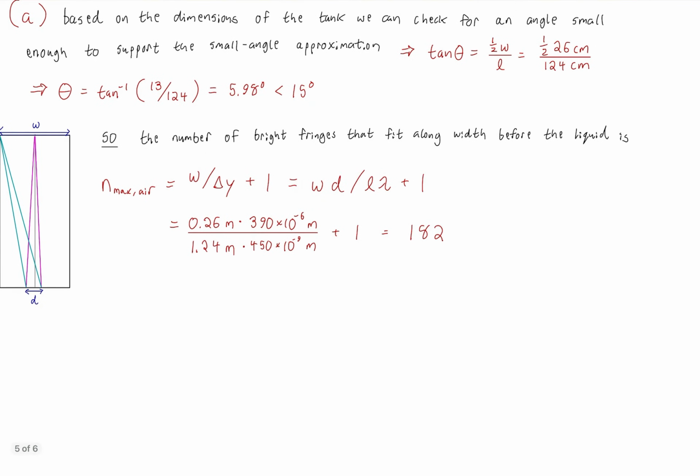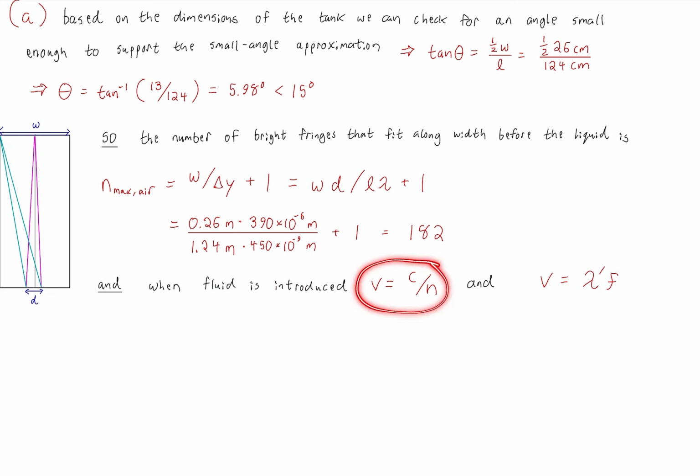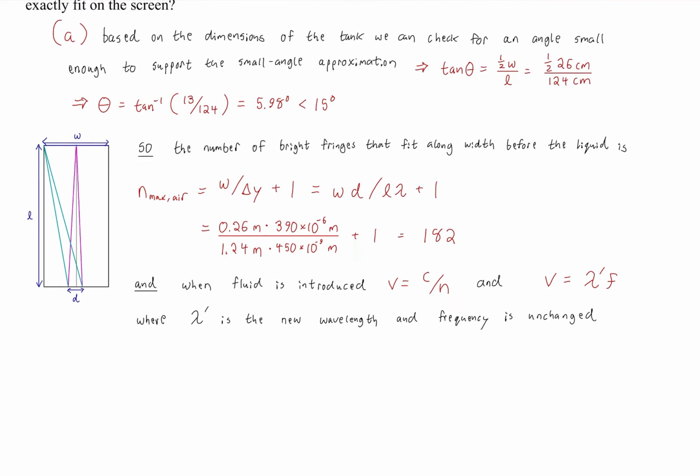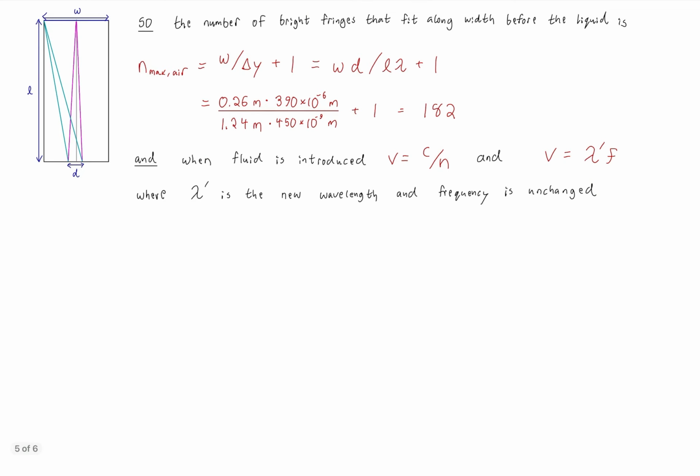Okay, so what happens when we pour in the liquid with our index of refraction? When the liquid is introduced, we have a reduced speed for the wave, and that means the wavelength is going to change. We have a new wavelength that I'm going to call lambda prime. And notice the frequency is unchanged. That's absolutely true of waves. When they slow down, the frequency doesn't change, just their wavelength.